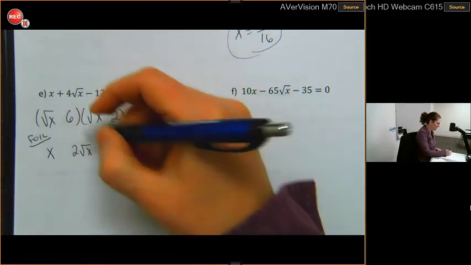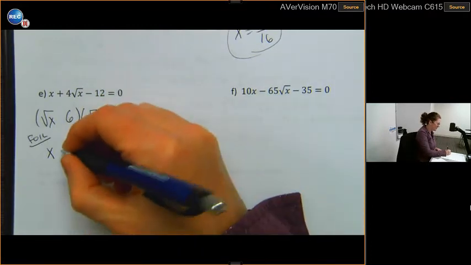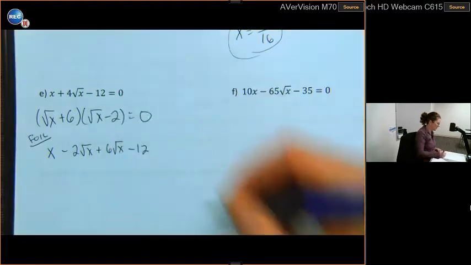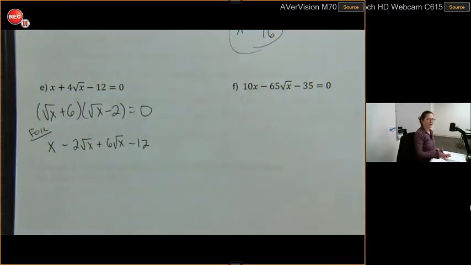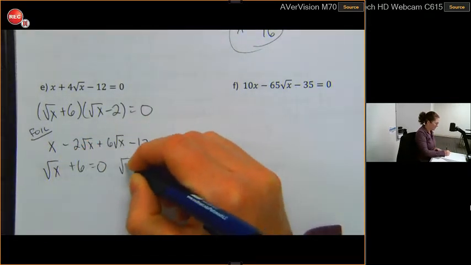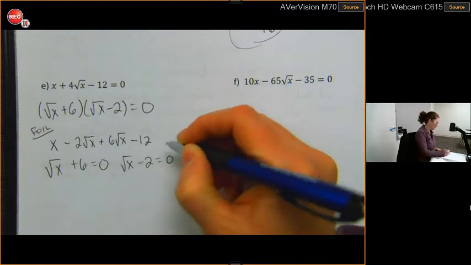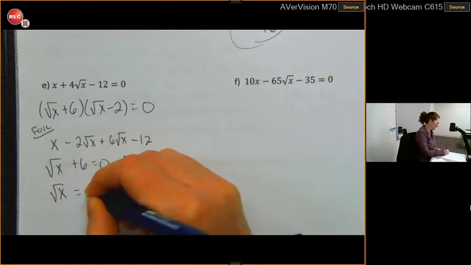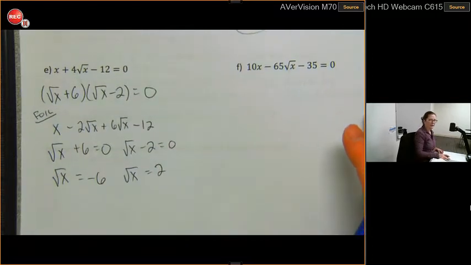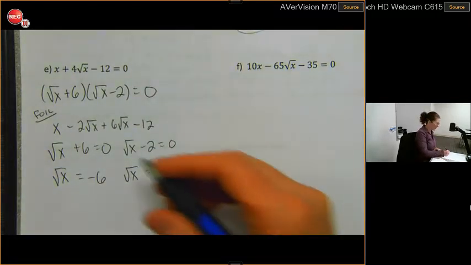if I need a positive 4, the 6 has to be positive and the 2 has to be negative. So 6 is positive and the 2 is negative. So that's factored now by trial and error. And then you set each factor equal to 0. And then I would square both sides.